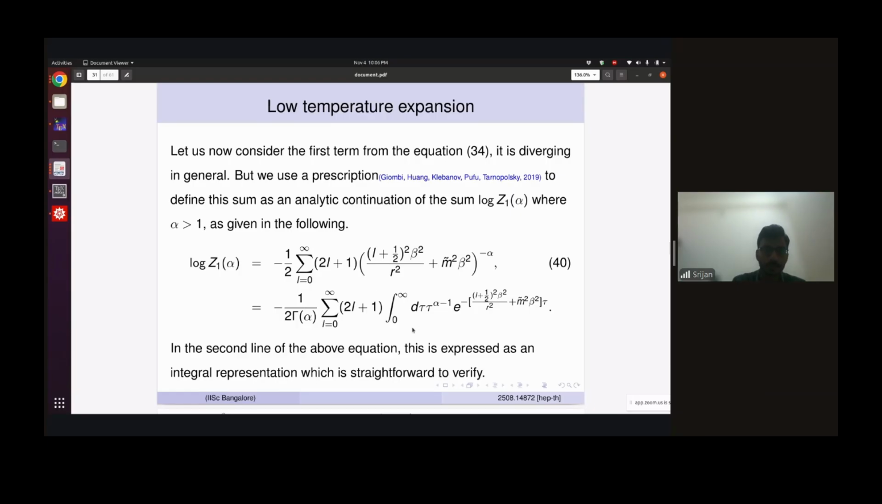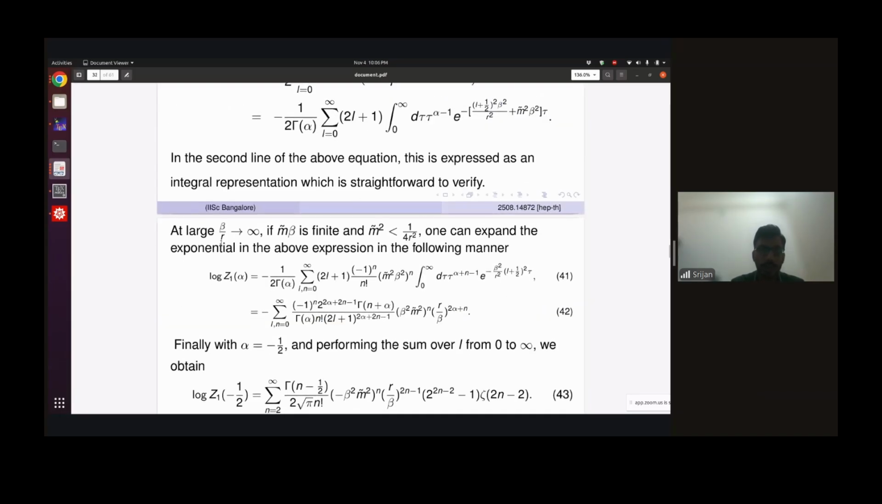And then what you do is use an integral representation of this object with the power minus alpha, and then we try to find the large beta by R expansion, which is the low temperature expansion. In that context, we can consider m tilde beta to be finite, because that is the thermal mass. So m tilde beta should be some finite object, while this beta by R is large.